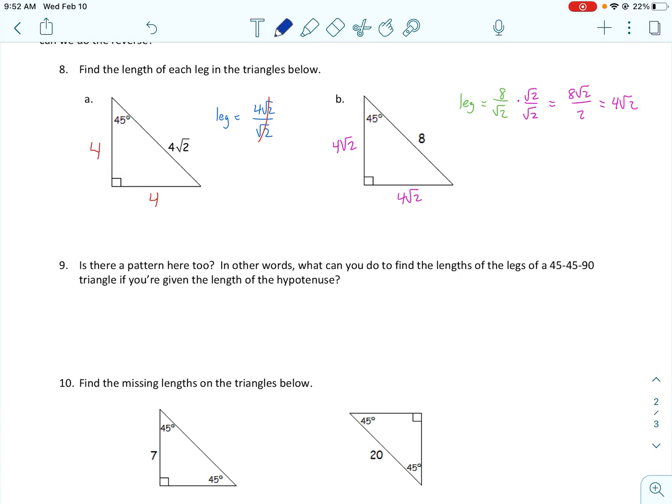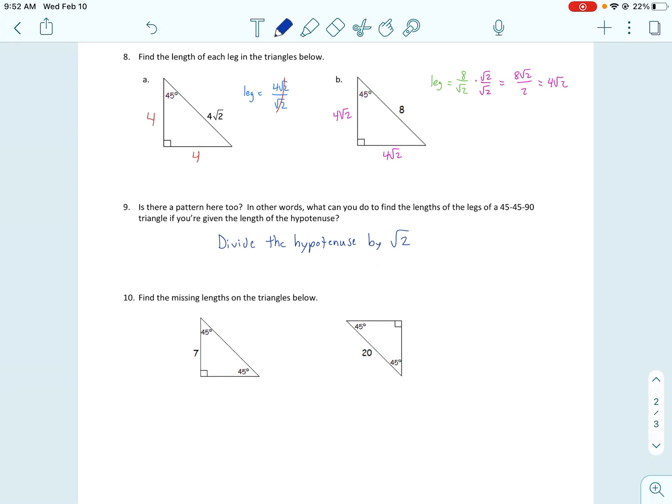And so number 9 says, is there a pattern here too? So yes, I already said it. We just divide the hypotenuse. So if you know the hypotenuse, divide it. Divide the hypotenuse by radical 2.